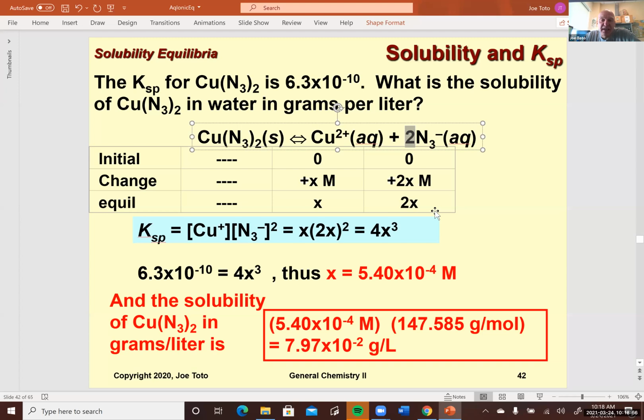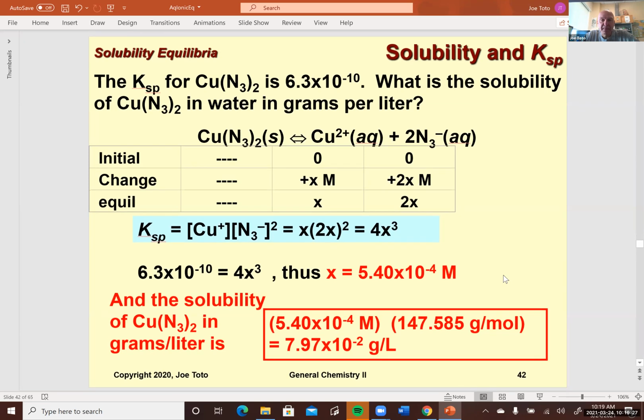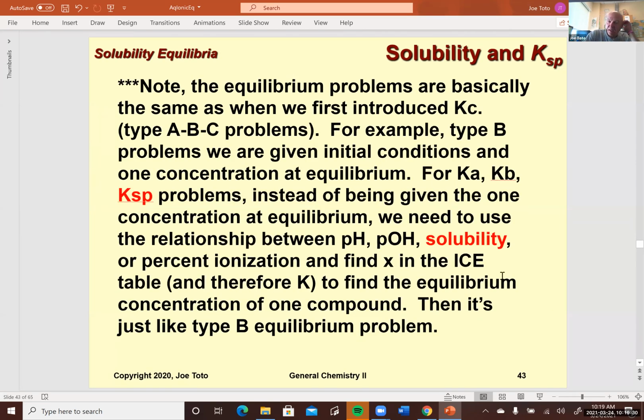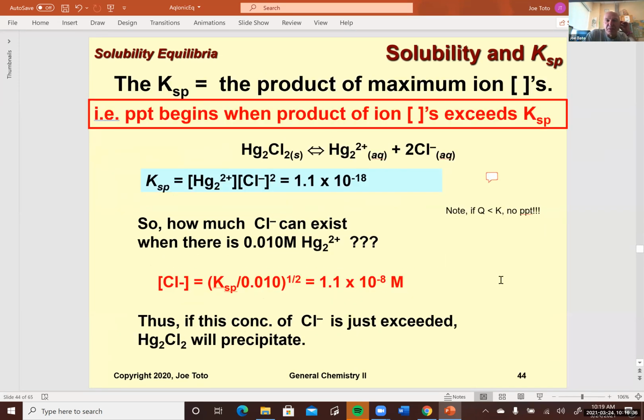But I can solve that mathematical equation. I just take the Ksp, which you can look up in your textbook, or if you're lucky enough, they'll give it to you in the problem. I equate it there. I divide it by 4. I take the cube root, and I have my solubility. And I can convert it to other units if I want. Any questions on that? Okay. This is something we already mentioned. You can go back and read that on your own.